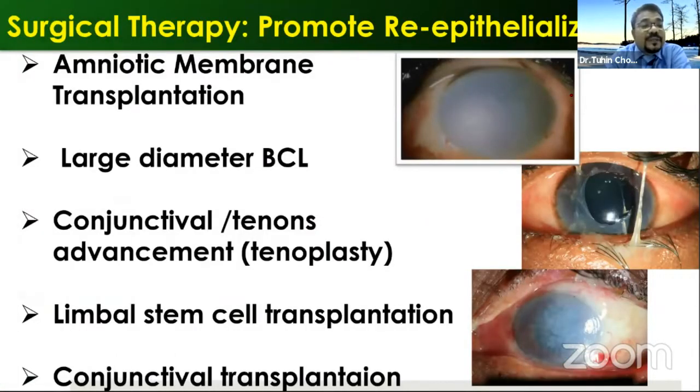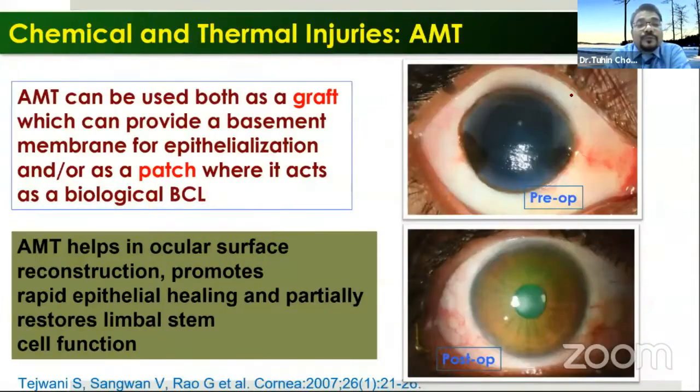Now, surgical therapy: we can go for amniotic membrane transplantation, large diameter bandage contact lens, conjunctival or Tenon's advancement, limbal stem cell transplantation, also conjunctival transplantation. In chemical and thermal injuries, as per the Dua classification, if the grade is 1 to 2, conventional medical treatment will suffice. But for grade 3 to grade 6, we have to go for amniotic membrane transplantation.